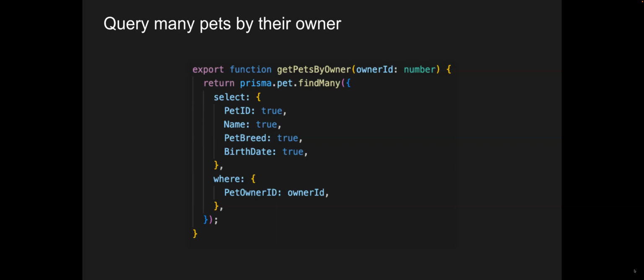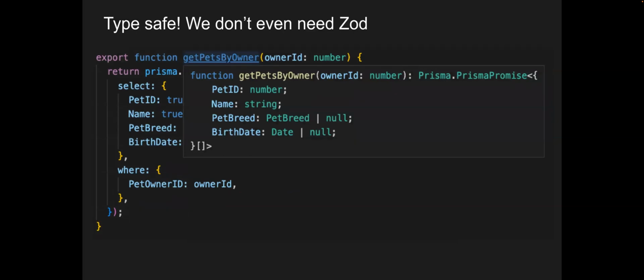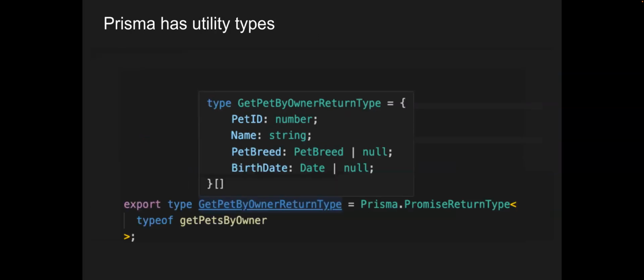And if I were to hover over this, right, use my IntelliSense from VS Code, we can see that I'm returning a type of Prisma promise. But that is effectively an array of objects where we have a pet ID, which is a number, a name, a string, a pet breed, and so on. Birth date and breed probably shouldn't be nullable. I don't know, just a silly example. But we get that in IntelliSense. No need to define the types. Prisma does that for me.